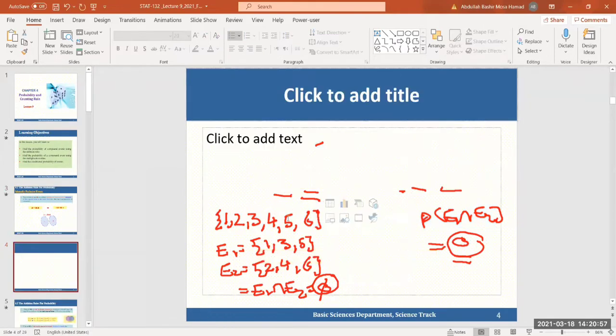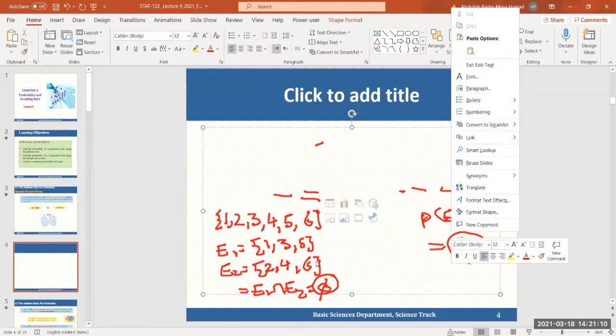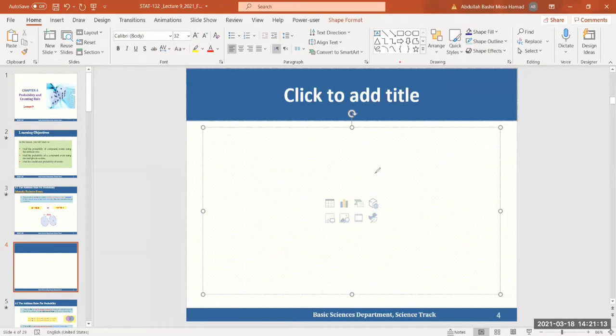Okay, so let's take an example to distinguish between disjoint and joint. Disjoint, we agree no intersection. Joint, intersection exists. Okay, let's take a small example. Rolling a die one time. Sample space is 1, 2, 3, 4, 5, and 6.